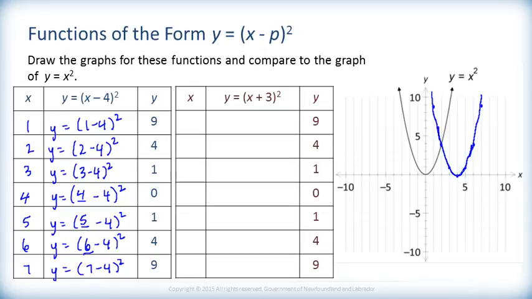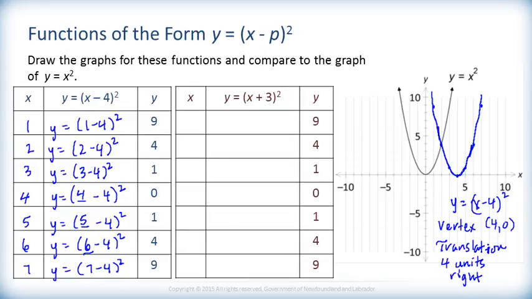So it does the opposite of what you would expect. You see a minus 4 here, you'd think it would slide to the left. No, it slides to the right because we have to increase all of our x values by 4 to compensate for that subtracting 4. So y equals x minus 4 squared. The vertex is at 4, 0, translated 4 units to the right. Notice that the value of p in our function is 4, not negative 4. It's the opposite sign of what you see there. The axis of symmetry has also moved to x equals 4.